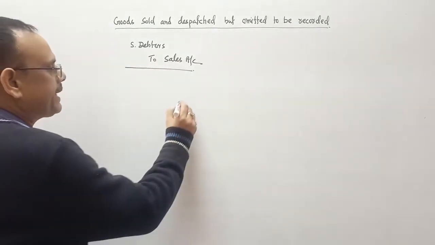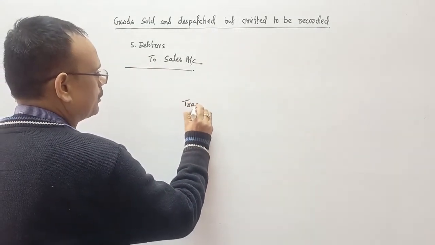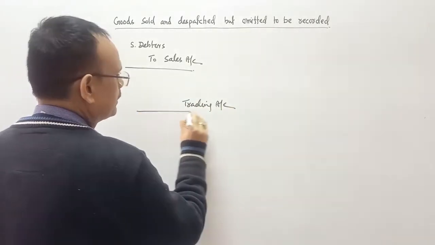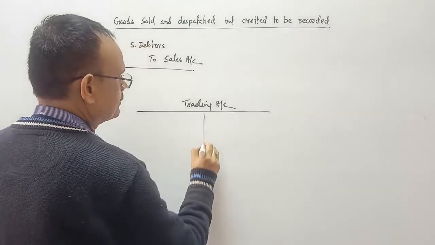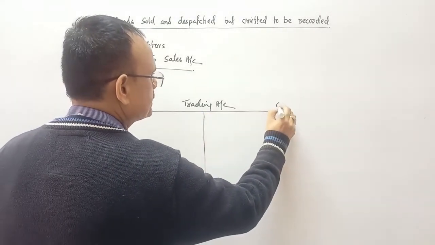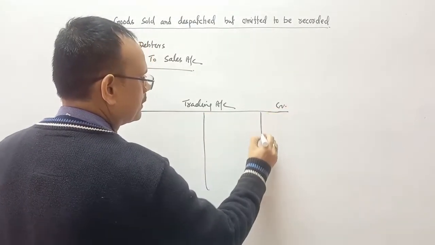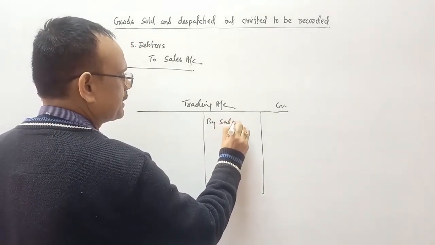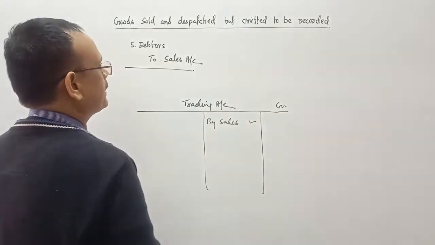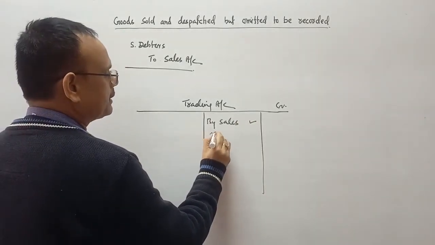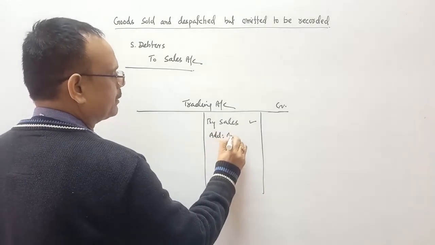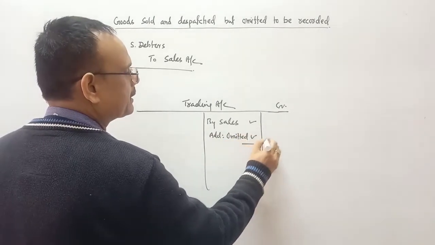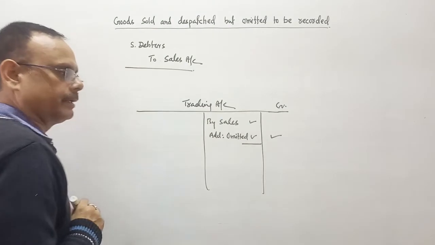So in trading account, credit side, by sales which is given in the trial balance, you write it over here and add this omitted amount, and write the total amount in the outer column.